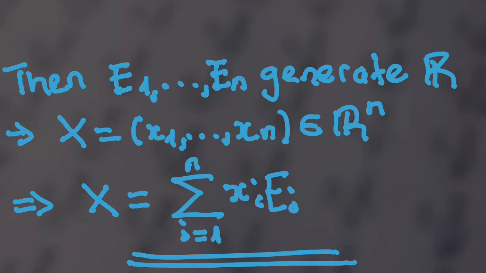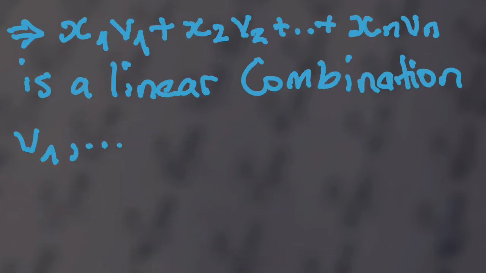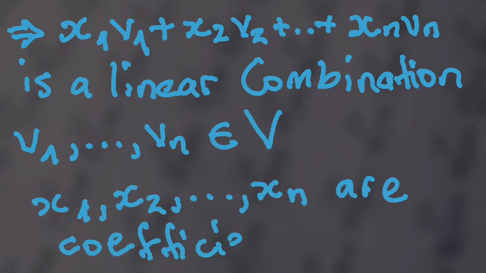That implies x1 times v1 plus x2 times v2 up to xn times vn is a linear combination of v1 up to vn, where v1 up to vn are in the vector space and x1 up to xn are the coefficients.